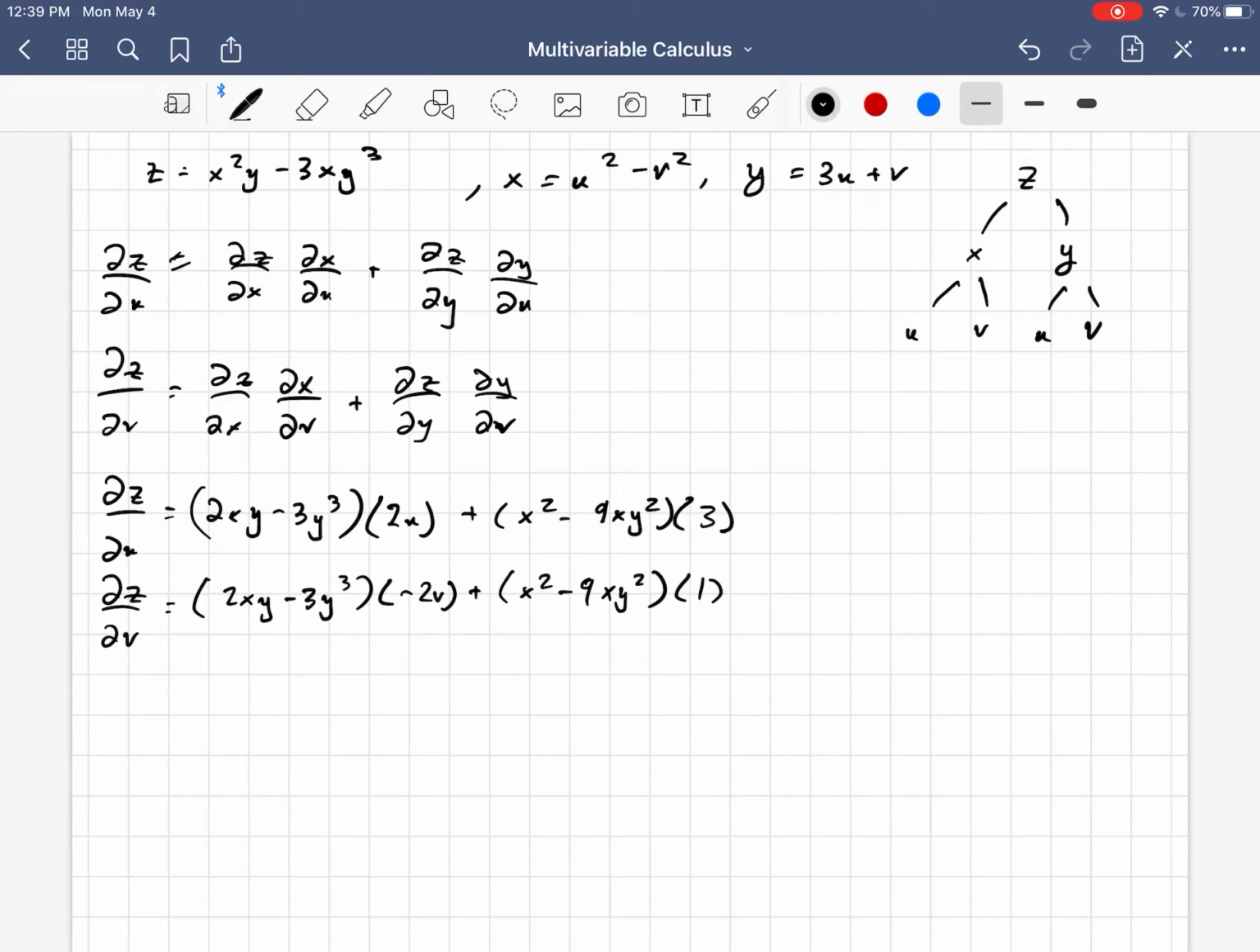And so those are all the possible different partial derivatives we can take with respect to our two innermost dependent variables. And that's all what the chain rule is all about.